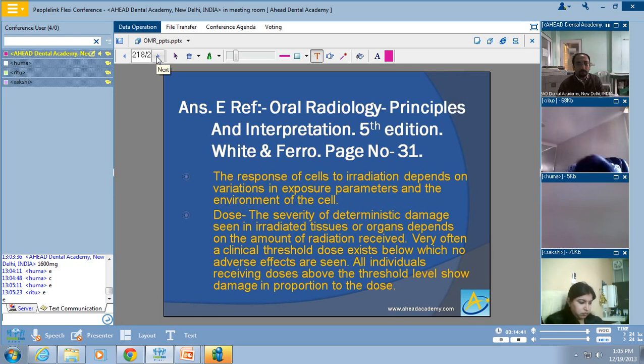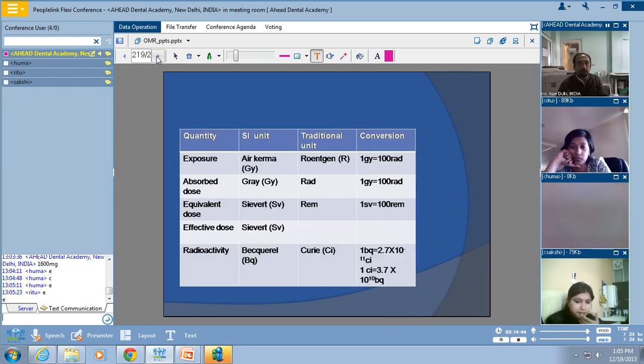Okay? The reason why I have put this slide is to try to remember the SI unit. A lot of questions are out. Not even questions, you should know the basics about this. What is the SI unit of absorbed dose? Gray. The SI unit of equivalent dose is sievert. The SI unit of effective dose is also sievert. Try to remember the middle three, the second, third, and fourth points at least. Okay? Absorbed dose ka SI unit gray hai.